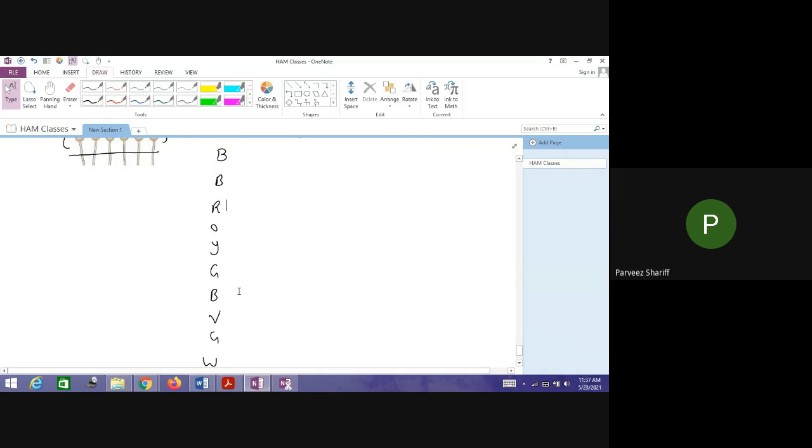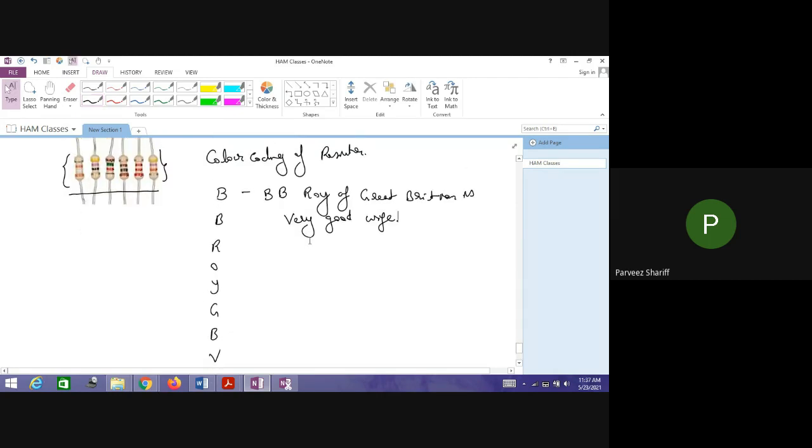We have to remember this: BBROYGBVGW. So how do we remember this? It's very simple. We read it as BB Roy of Great Britain is very good wife. My teacher taught me this very long back. It's a simple statement that we all have to remember: BB Roy of Great Britain is very good wife.